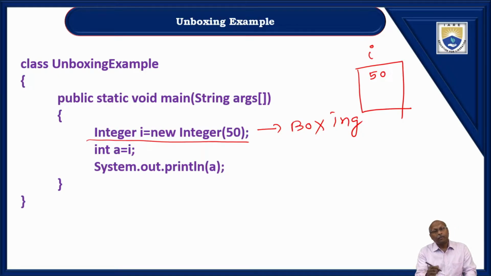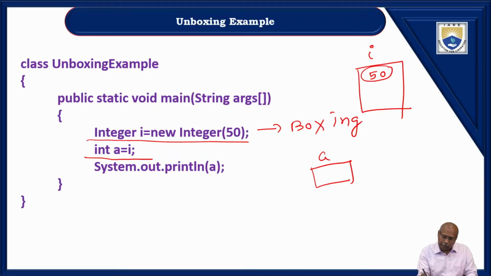Now, from the box, I have to get it. So how to come back from the object? You have to write a statement like this. If you write int a equal to I, automatically a is a normal variable. There, you are getting the value of I. I is the object actually. From the object, I am retrieving how much? 50. So 50 will come here automatically. So this is a normal variable, whereas this is an object variable. This is an object. Whereas this is primitive data. So now you can print.